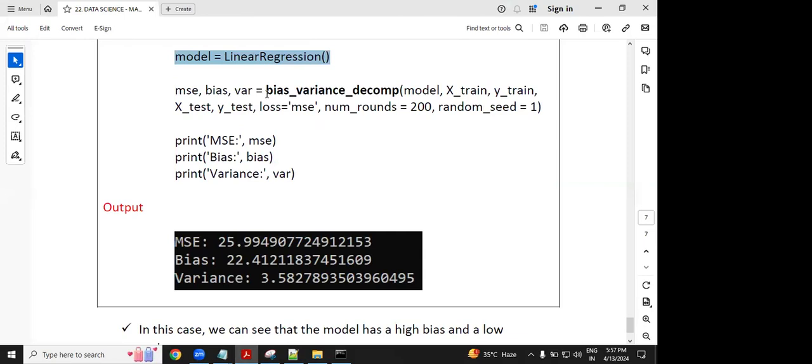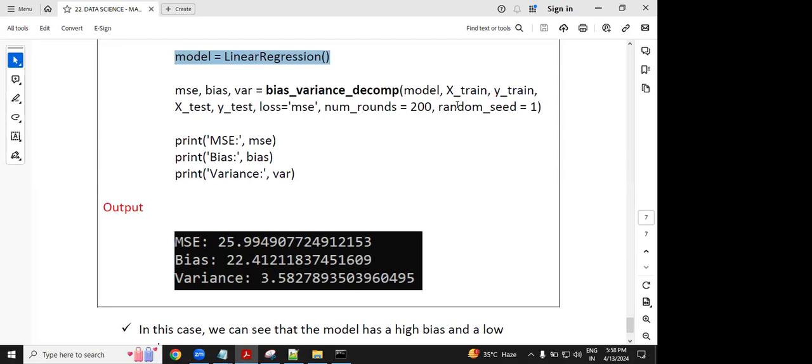Now what exactly are we doing? We are calling a function. What is the function? bias_variance_decomposition, something like this. What is the first parameter? Model. Good. Second parameter is input, the input from the training data set. Third parameter is y_train, the output from the training data set. Good. Next, X_test and y_test also we are providing. The testing data set also we are providing.